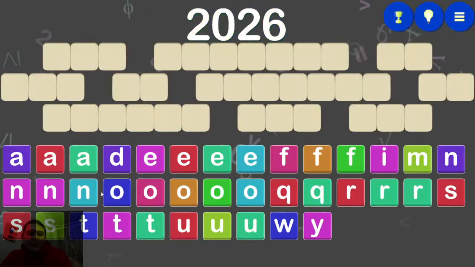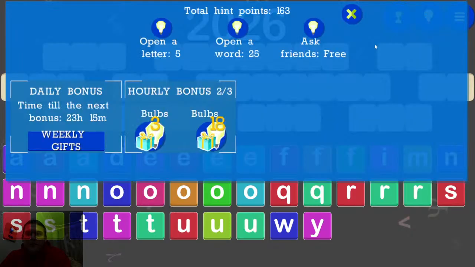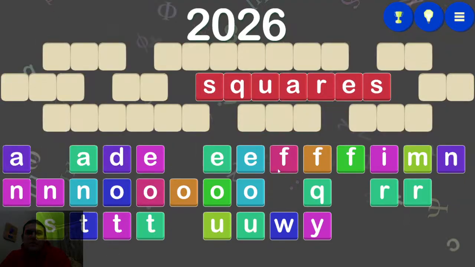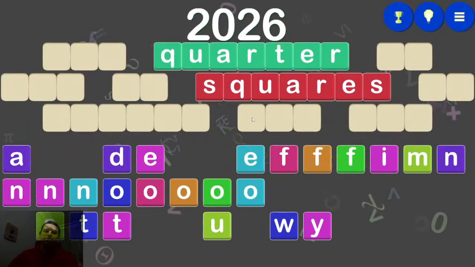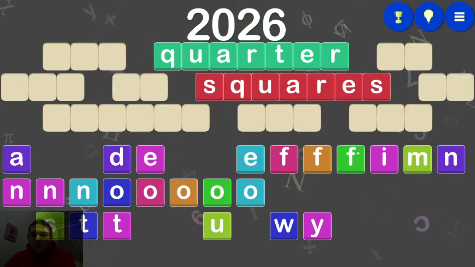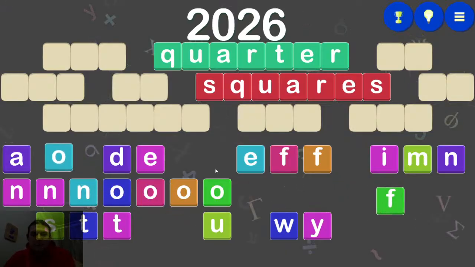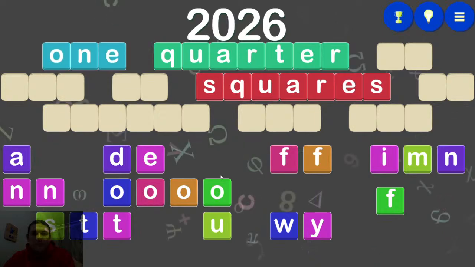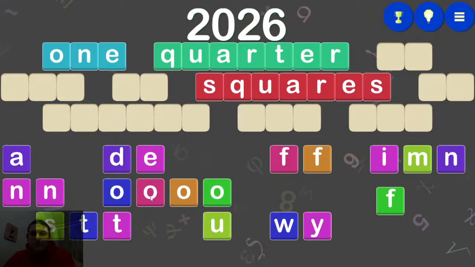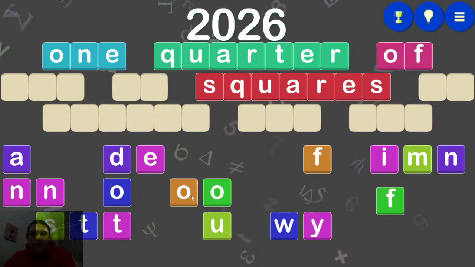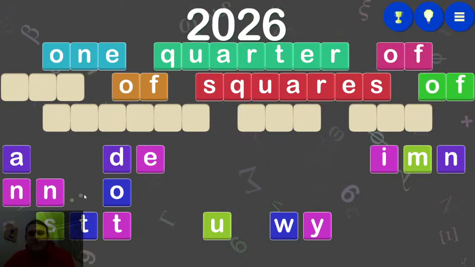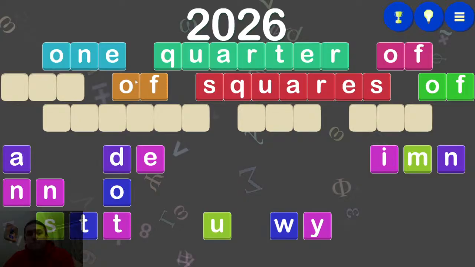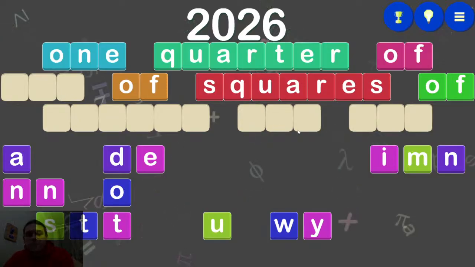All right, so let's look at the next puzzle. Maybe we can use a hint squares, yeah. And the next longest word is quarter. All right, so let's look at the shorter words. 1, of course, it is 1. 1/4, of course, of. And we have one more of. 1/4 of something, of squares, of something. Yeah, squares.